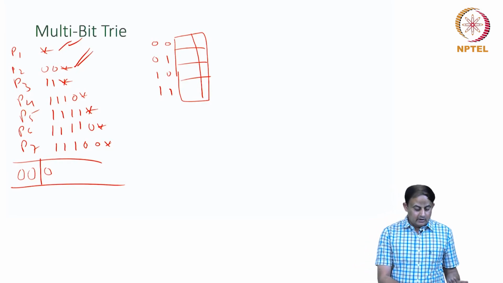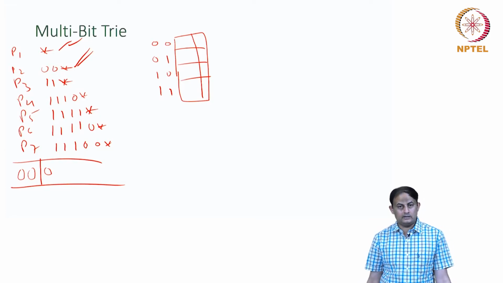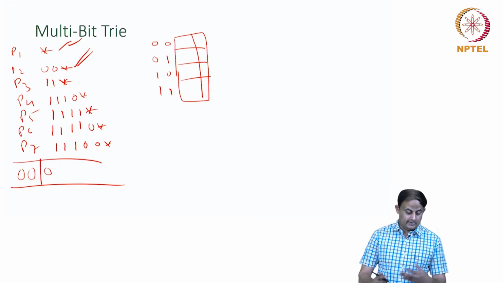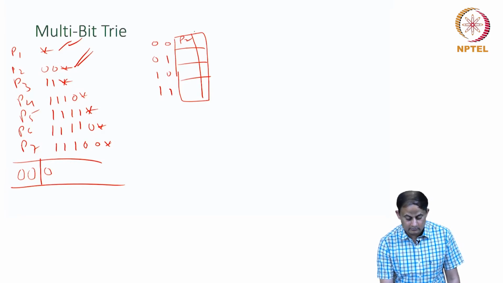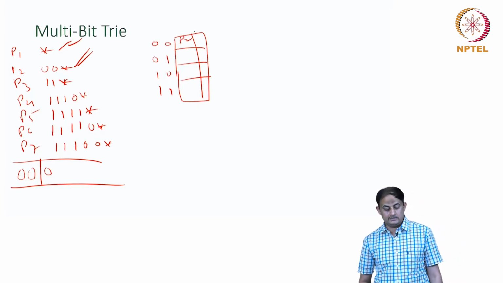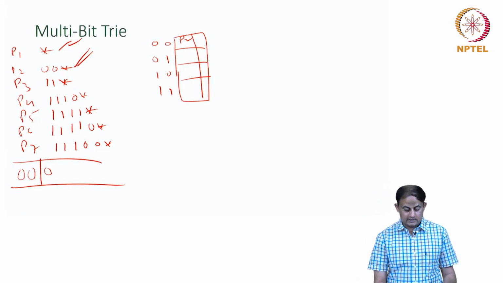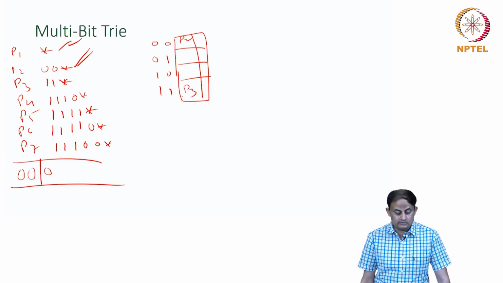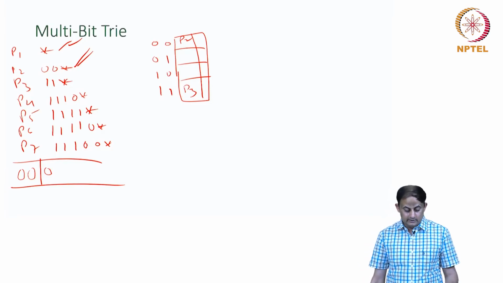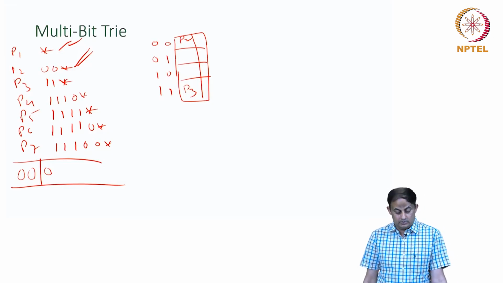Now, P1 does not have a prefix of length 2, while P2 and P3 have a length of 2. So, every time something starts with 0 0, I can directly say that P2 is the best match. Every time the destination IP address starts with 1 1, I can say that P3 is the best match. On a similar note, anything which is starting with 0 1, anything that is starting with 1 0, we do not know yet.